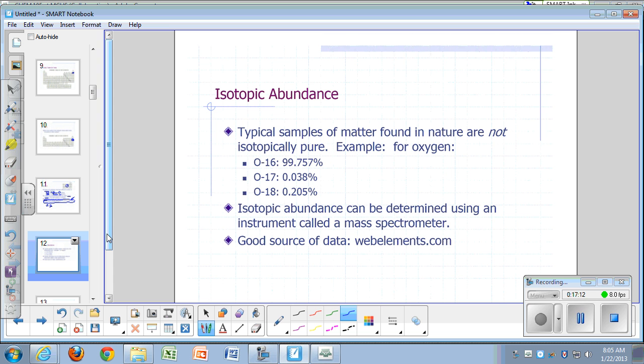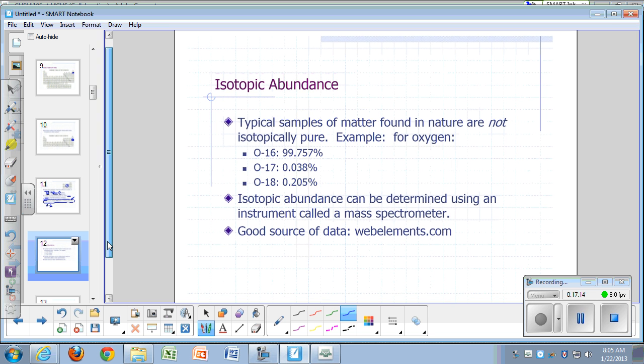Now, the typical abundance of the isotopes, you can look them up, or you can determine that using an instrument called a mass spectrometer. So typical samples of matter that you find in nature, we say, are not isotopically pure. In other words, if you find oxygen atoms in nature, 99.757% of the time, the oxygen atom you'll find would be the oxygen 16 isotope. 0.038% of the oxygen atoms you find in nature is oxygen 17, and 0.205% would be oxygen 18.